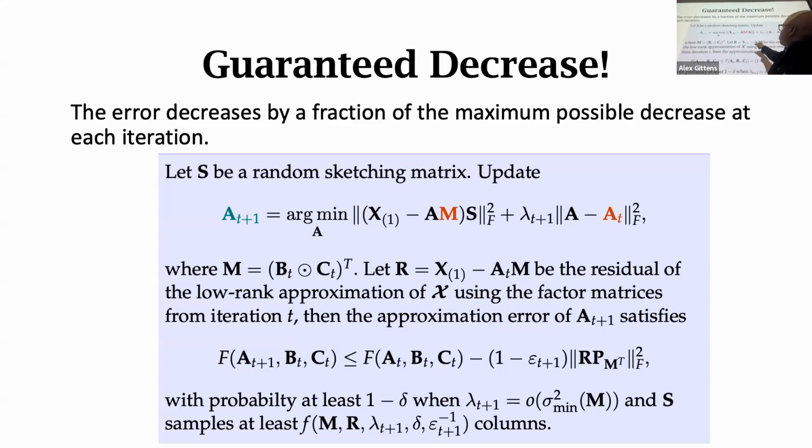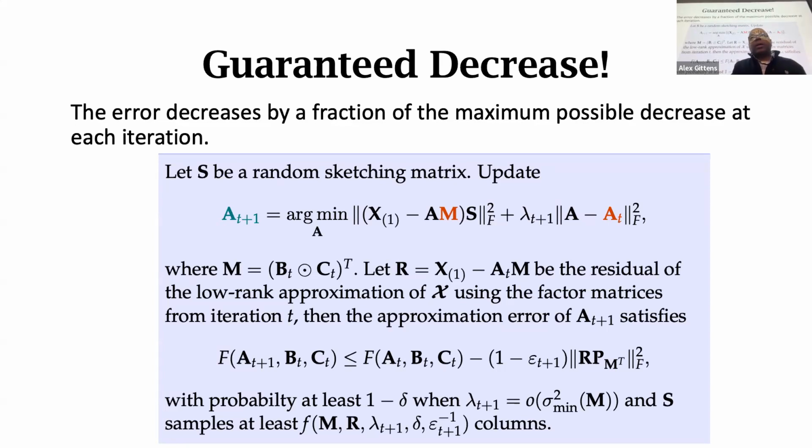So let R be our residual. This is the error when we use A, B, and C to approximate X. So the best that we could hope for by updating A, by solving this, is to capture the projection of our residual onto that system matrix. That's the best we could hope to decrease the error by, because any part of the residual that's not in the system matrix, well, updating A can't capture that. So what we show is that the error does decrease by some fraction of the maximum possible. And this is sort of independent of the sketching that you use.